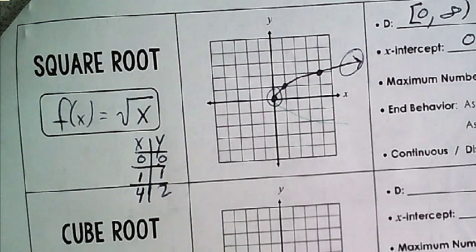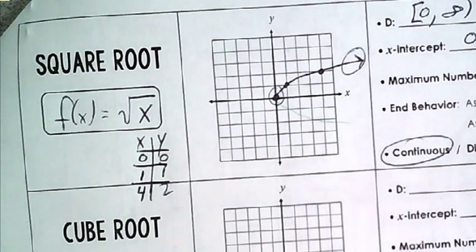Alright. Is this continuous? Yes. The graph itself is continuous. Once you start that graph, there are no breaks in that graph. No going back. So it is continuous.